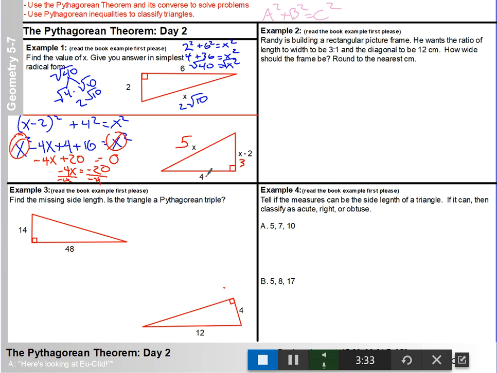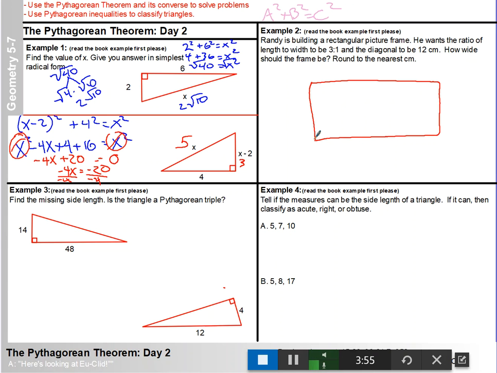Speaking of Pythagorean triples, we have one of those coming up. For question 2, Randy's building a rectangular picture frame. Why he didn't go to the store, I don't know. It's an art class where you make things that you give to your parents that they don't really want, right? Oh, I didn't say that.